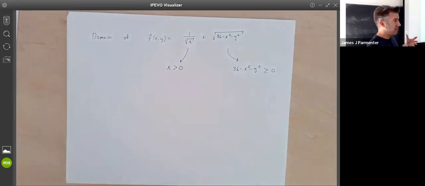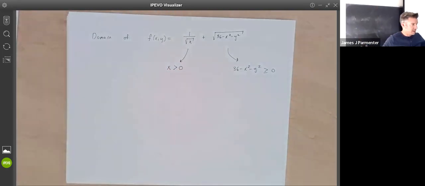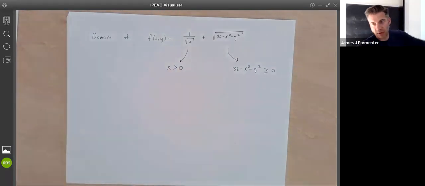And the thing about domains of multivariable functions, like functions of 2 variables, is we're talking about a region in the xy plane. We're trying to say what points in the xy plane are in the domain of this function.